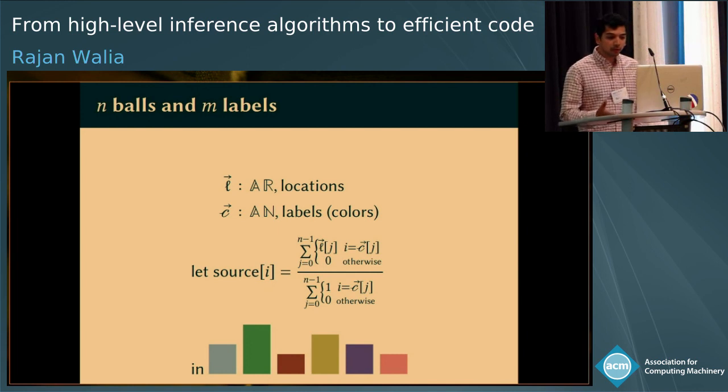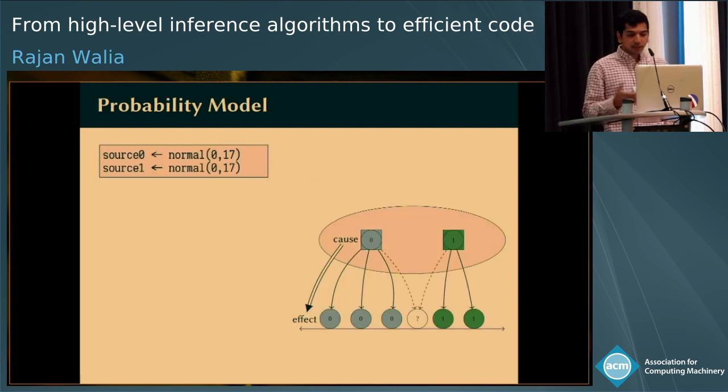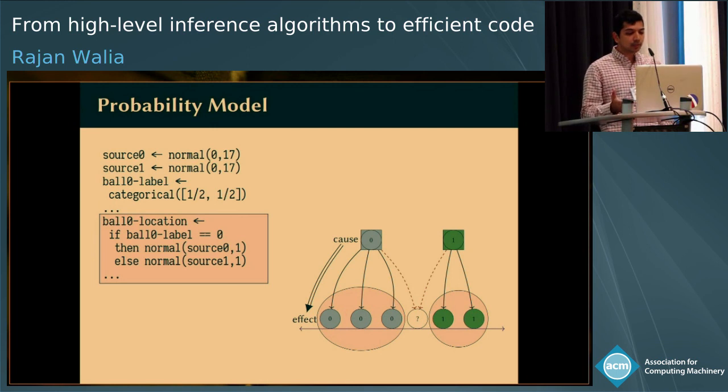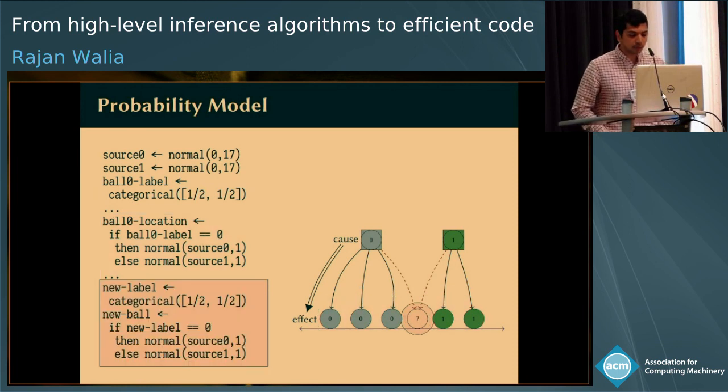To do that, we use our programming language to build a probability model. So let's see how we'll build a probability model for this problem. We have these sources. We say these sources are lying somewhere around the origin with a standard deviation of 17. And we say that the labels of the balls come from a distribution with equal probability for 0 and 1. And once we have both the source location and a label, we can guess the location of our ball by saying if its label is 0, then it's somewhere around source 0. If its label is 1, then it's somewhere around source 1. And we do the same thing for our new ball.